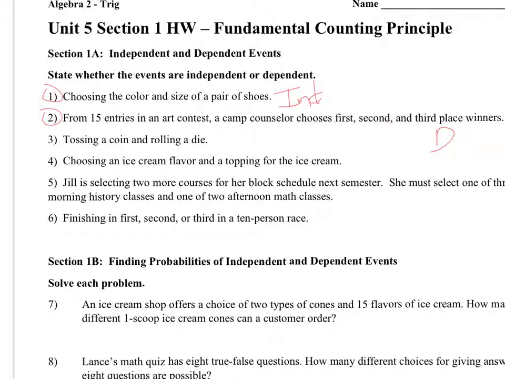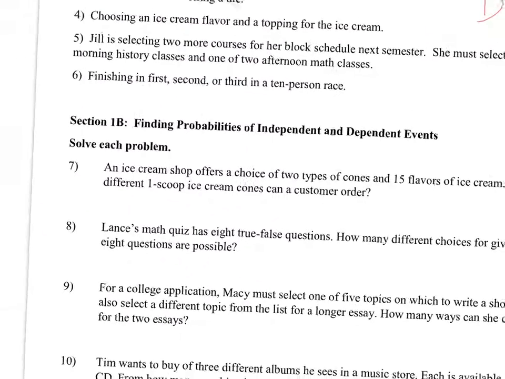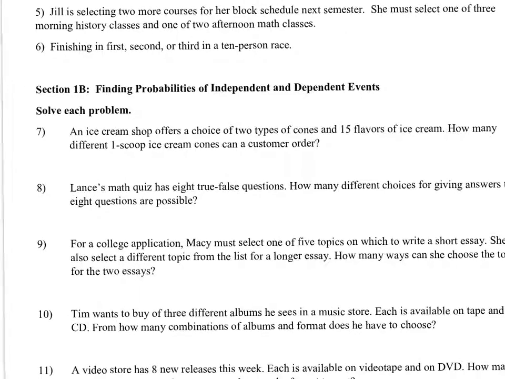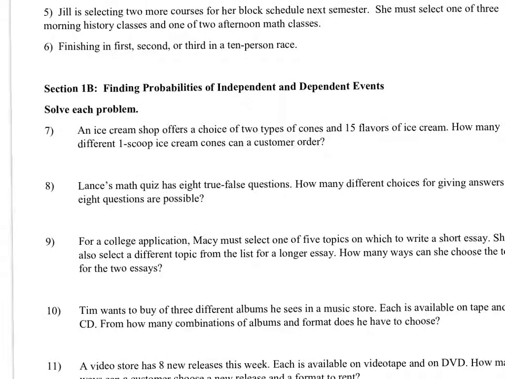Then let's go down to actually finding probabilities of independent and dependent events. And this really involves the counting principle. So let's go down and let's look at number 7. We're going to solve each problem.